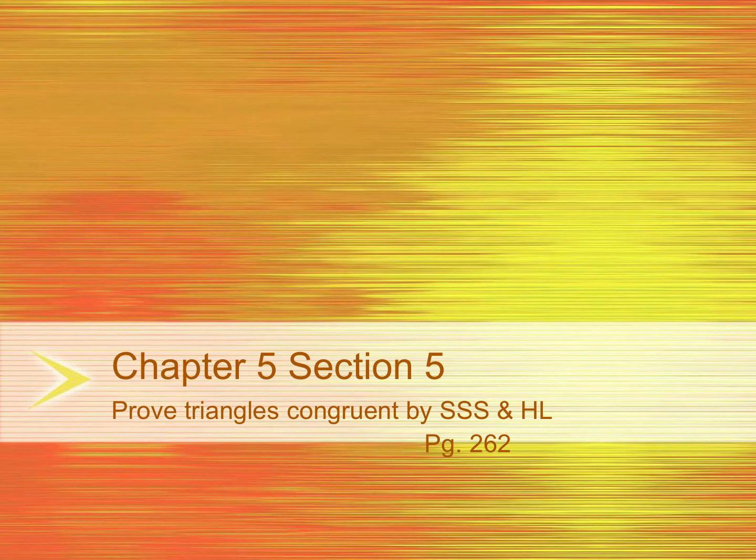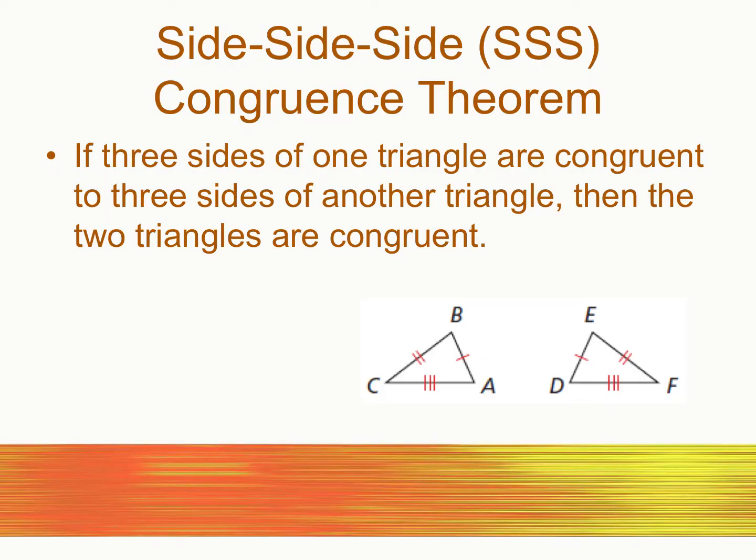Now before we get to hypotenuse leg, we're going to have to learn what the parts of the right triangle are. However, let's go ahead and take a look at our first shortcut, which is called side, side, side. What this one states is that if 3 sides of one triangle are congruent to 3 sides of another triangle, then the 2 triangles are congruent.